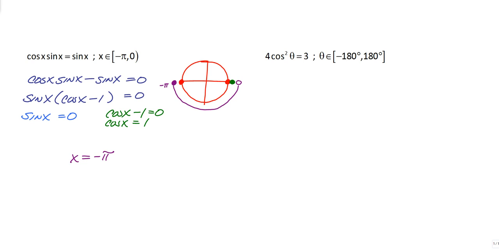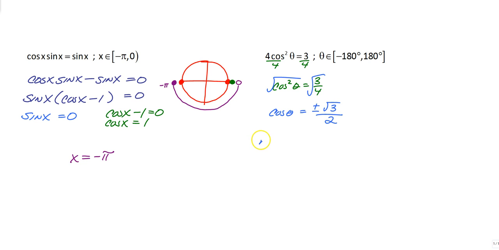Last example here, again, we're going to be solving for theta, so we got to switch our minds back into degree mode. First thing you're going to want to do is divide both sides by 4. And that's going to give us cosine squared theta is equal to 3/4. And we need to get rid of the squared. So just like we used to do back in the day, you get rid of square by square rooting both sides. And that's going to leave you with cosine of theta is equal to plus or minus the square root of 3 over 2. So now we have two answers to think about.